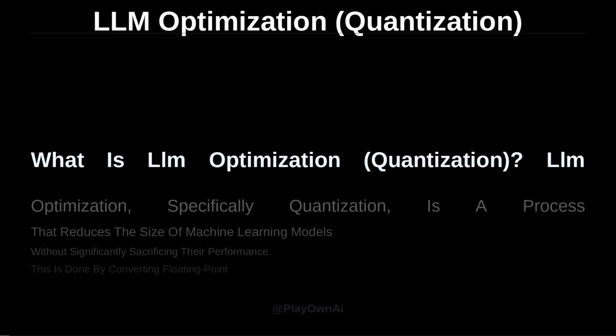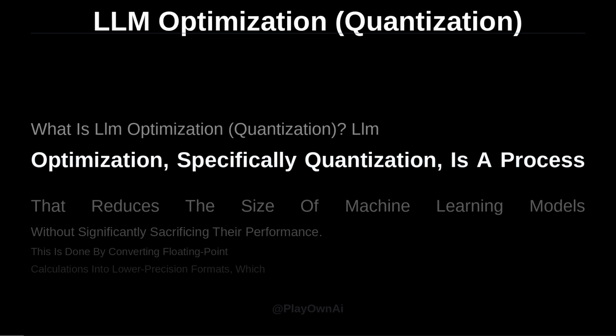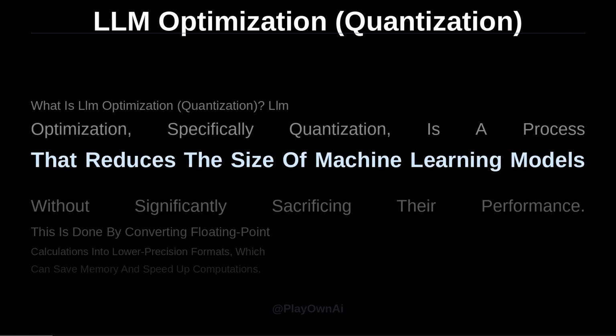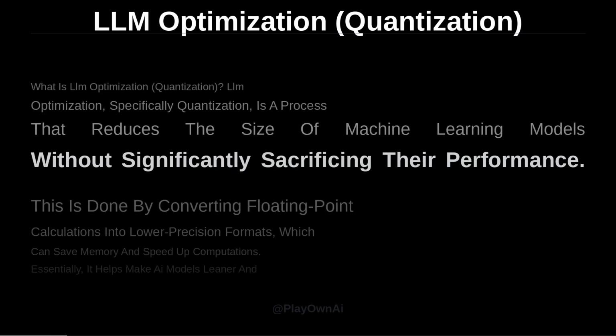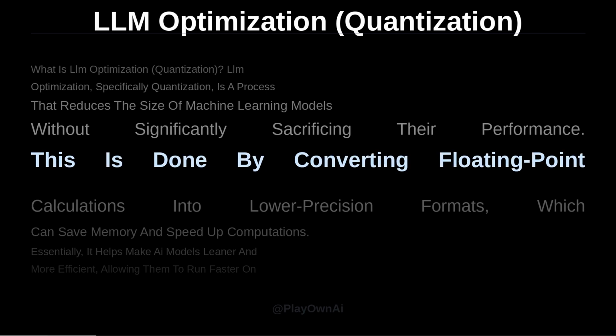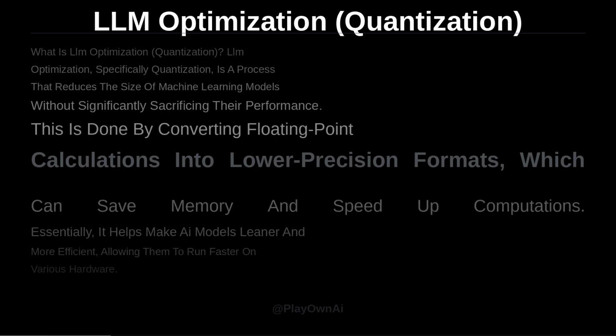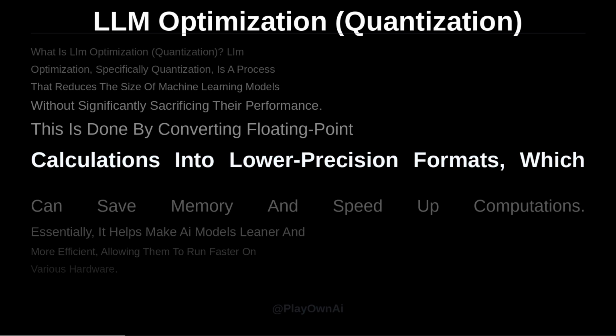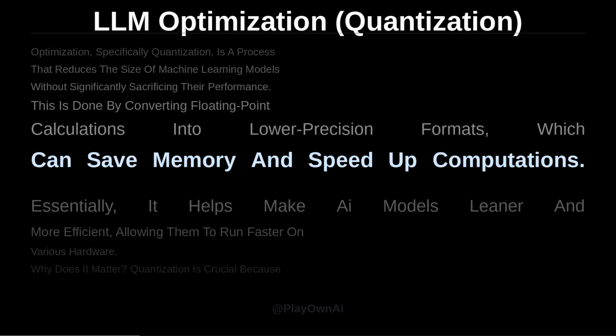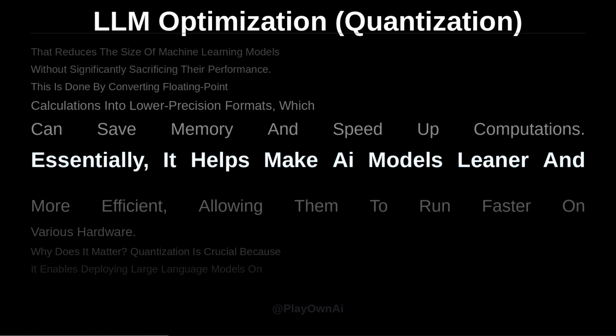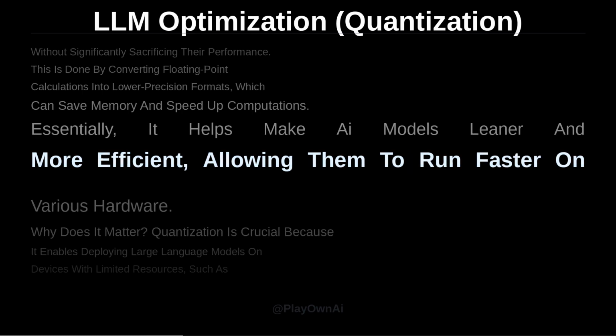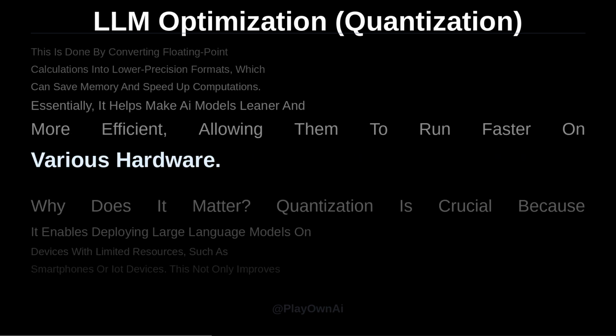What is LLM Optimization? Quantization. LLM Optimization, specifically quantization, is a process that reduces the size of machine learning models without significantly sacrificing their performance. This is done by converting floating point calculations into lower precision formats, which can save memory and speed up computations. Essentially, it helps make AI models leaner and more efficient, allowing them to run faster on various hardware.